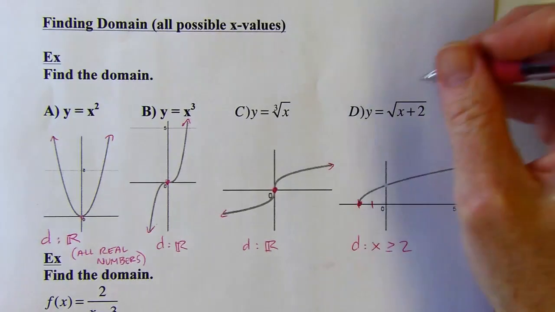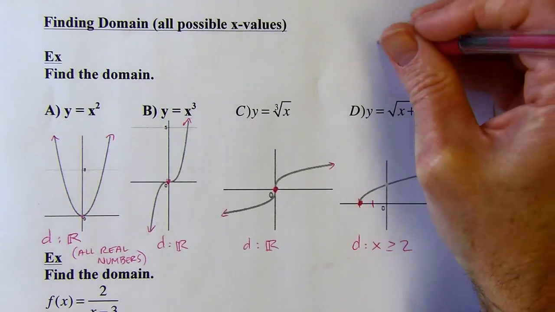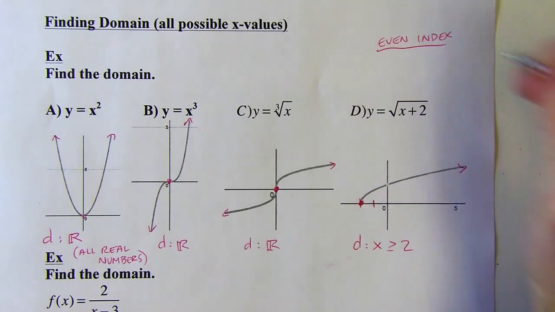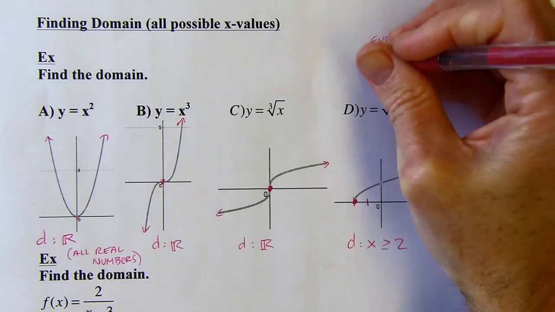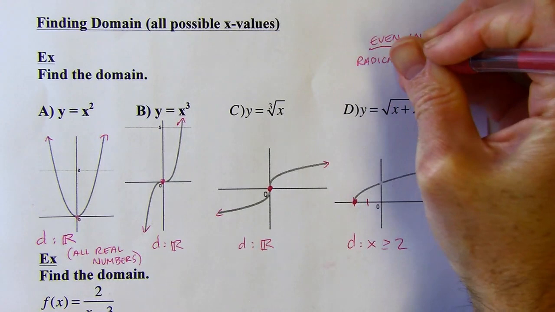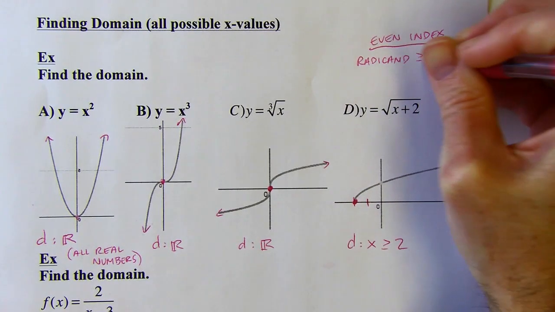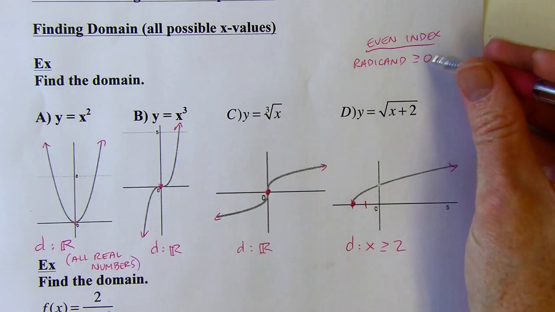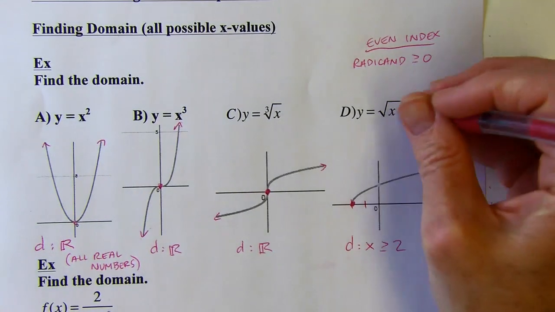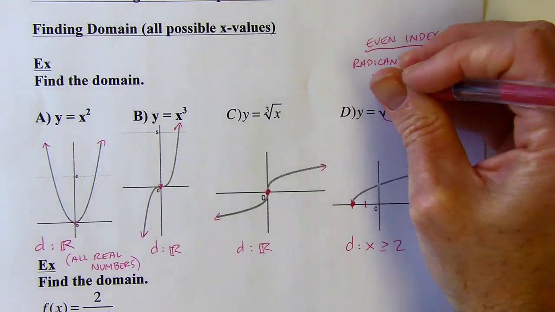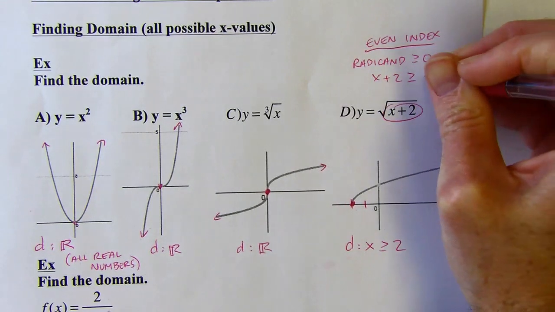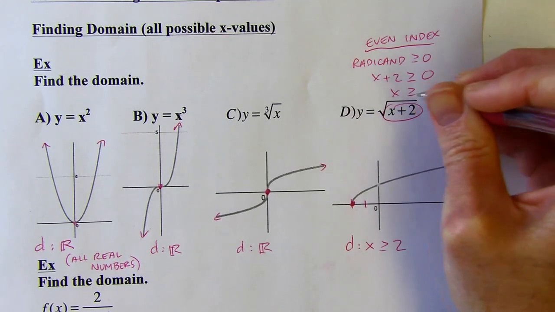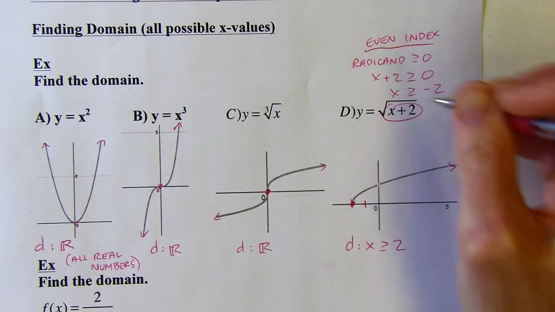And another way to think about that, hey, I've got an even index here, and that means that the radicand can't be negative. So that means the radicand is greater than or equal to 0. Sorry. So my radicand, that's this part. So x plus 2 is going to be greater or equal to 0. And that means when you solve this, that's my domain.